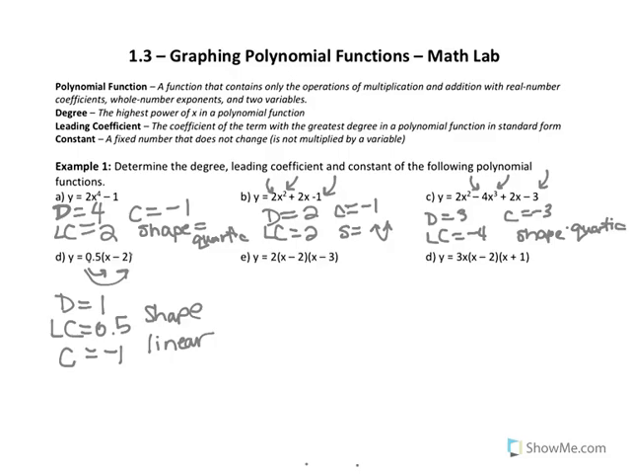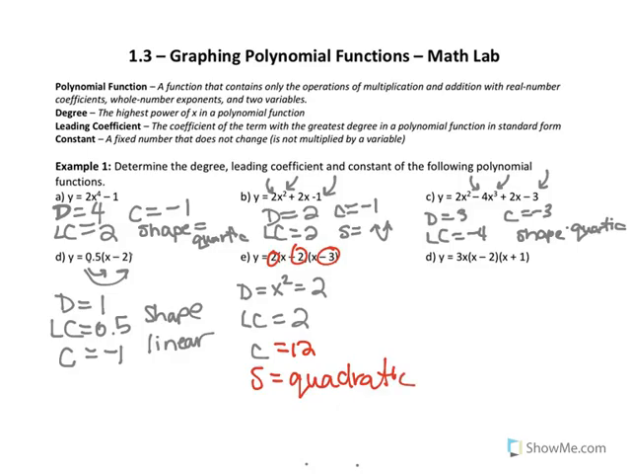Okay, this one, the degree, we have to multiply our x's together, so the degree would be x to the power of 2. The leading coefficient, I'm going to multiply all the front things. So 2 times x would be 2. To get my constant, I'm going to multiply all the back things. So 2 times -2 times -3, which would be 12. I don't know why I changed colors. The shape is quadratic. I have more room down here.